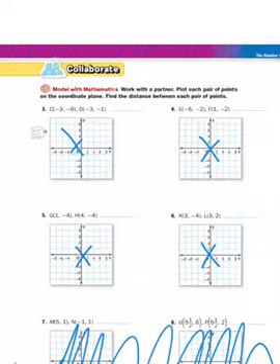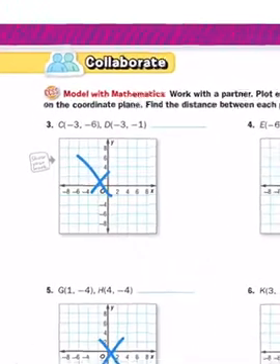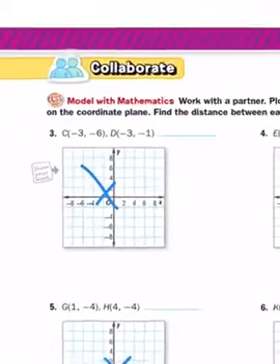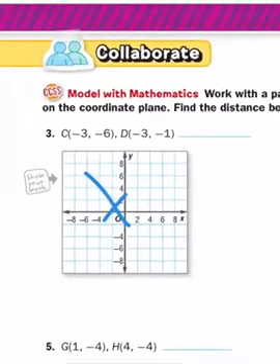Find the distance between each pair of points. So, I'm going to help you with number 3 and 4, and then I'm going to have you try 5 and 6. So, in number 3, we want to see if the points are in the same quadrant. So, without plotting them, here's how you can tell.